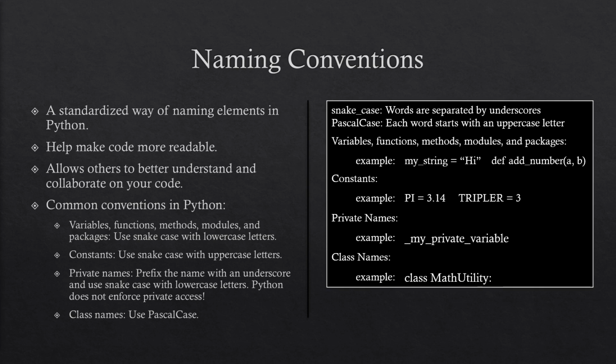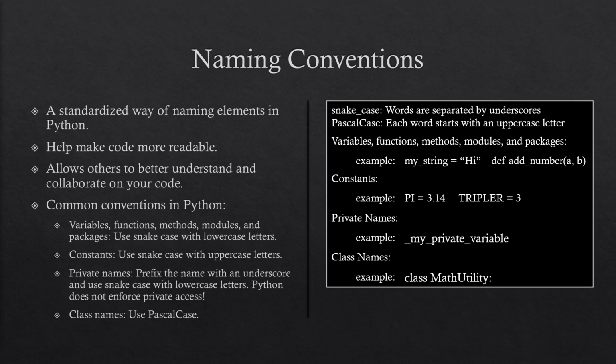However, if you work for a company, there's a high probability that your company has an in-house coding convention that dictates how to name different elements in your code. So if you work for a company, make sure you check with their documentation. Naming conventions help make the code more readable, and it allows others to better understand and collaborate on your code.